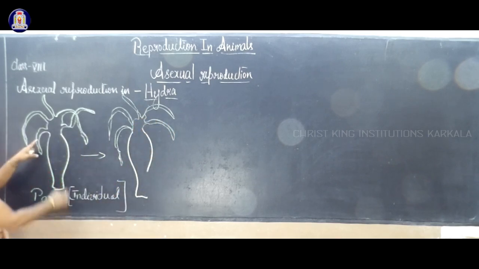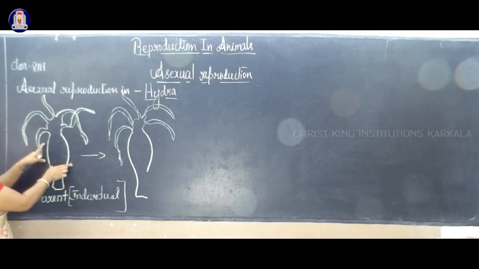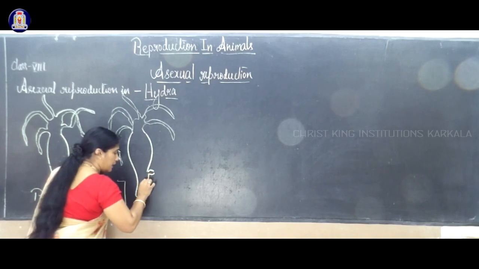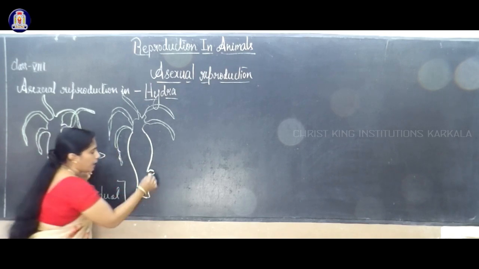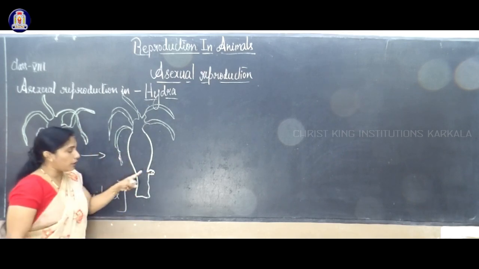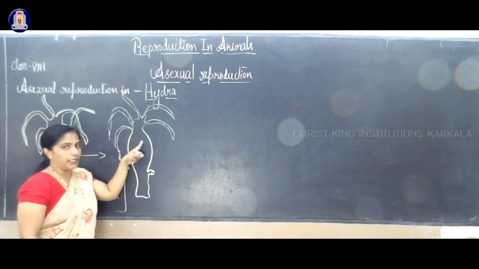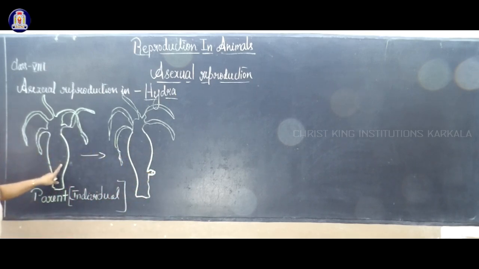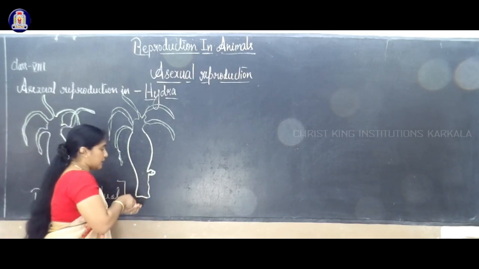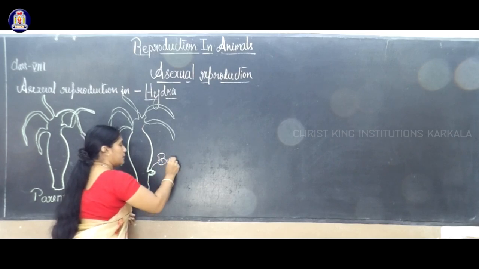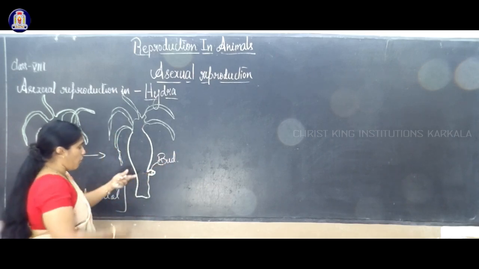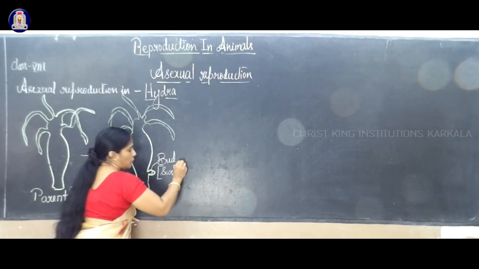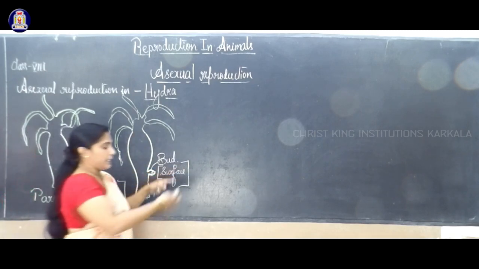Now observe carefully. This is a single mother cell or parent. A bud-like structure, like a rose bud or a flower bud, appears on the surface of the mother's body. Nothing is here, you can observe, and here a bud-like structure appears. It is nothing but a bud. It appears on the surface of the mother's body, not everywhere. What will happen in the third stage?